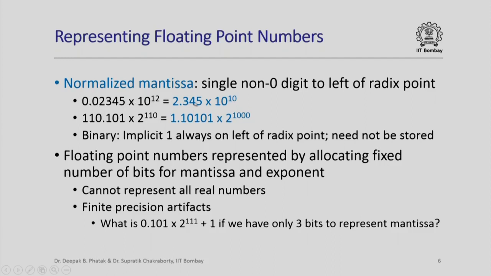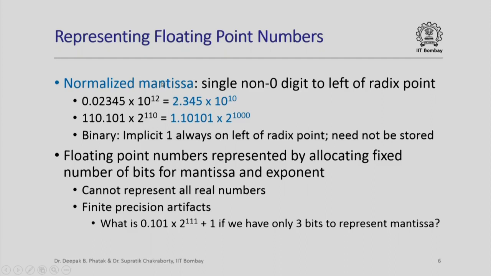0.02345 or 2.345? So here we say that a mantissa is normalized if there is a single non-zero digit to the left of the radix point. So to the left of the radix point there must be only a single non-zero digit. Therefore this is not normalized because to its left there is 0, this is normalized, to its left there is a single non-zero digit.